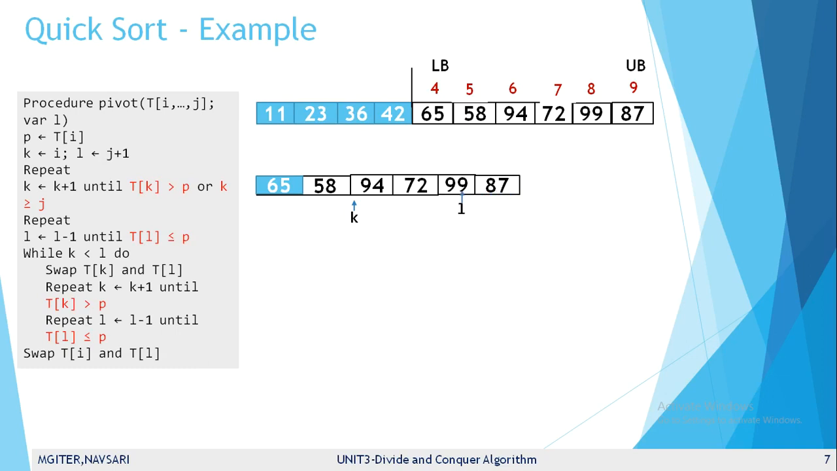Again we decrement. 99 is greater than. Again we decrement. 72 is greater than. 94 is greater than. 58. 58 is greater than 60? No. 58 is less than 65.